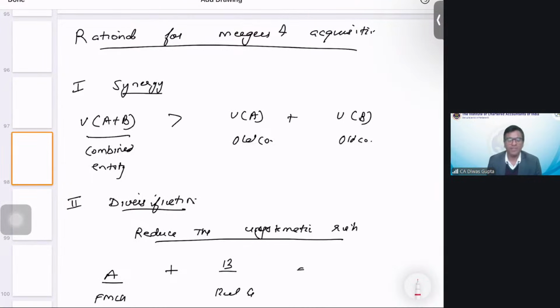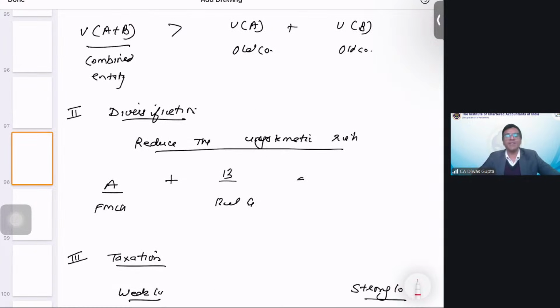One, synergy, which we've already discussed, that synergy is basically your combined entity's value will be higher than the individual entity's value. And you see more value while you want to merge and continue your business rather than doing your business separately, right? Second is actually diversification.